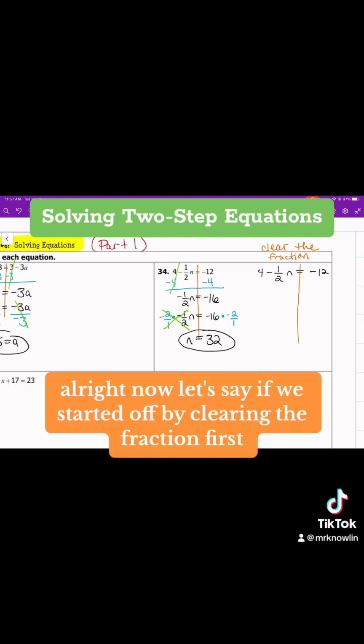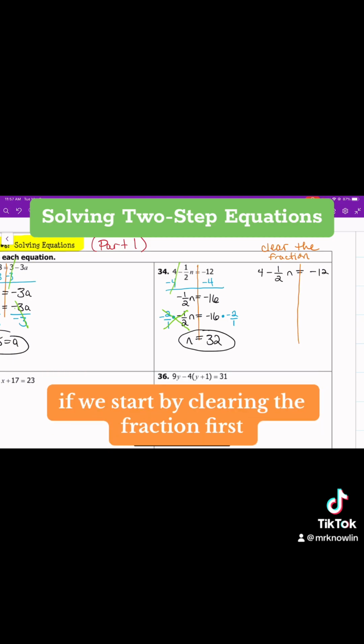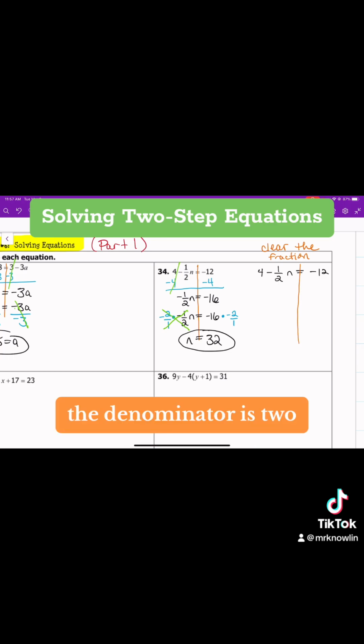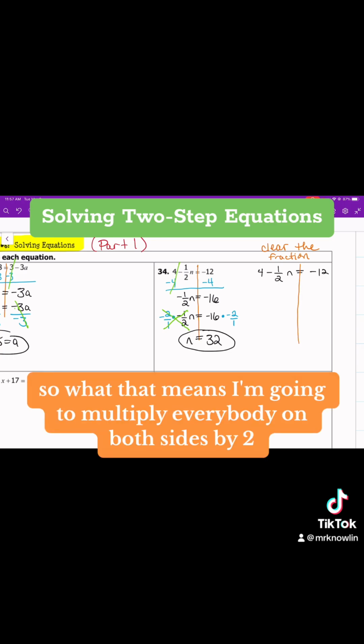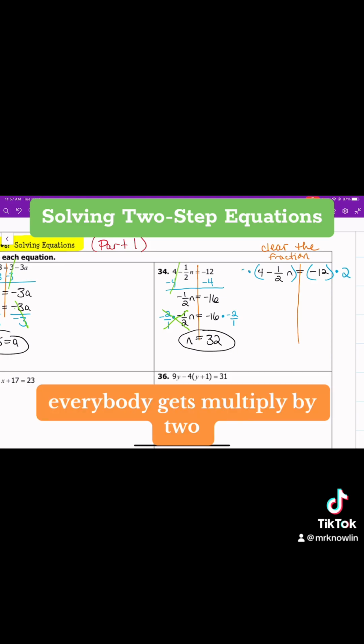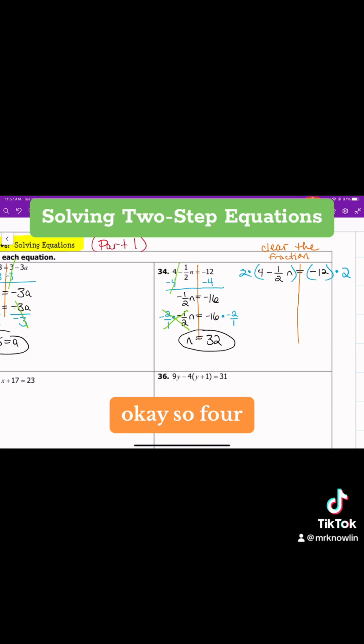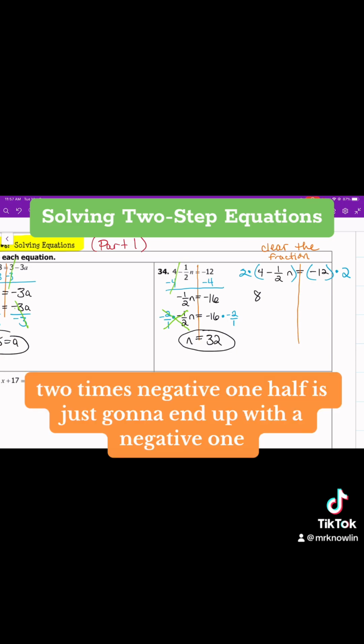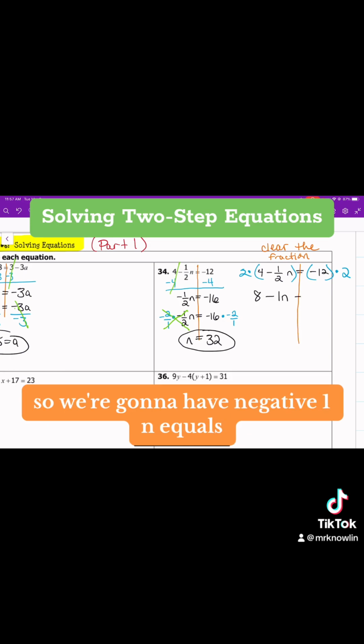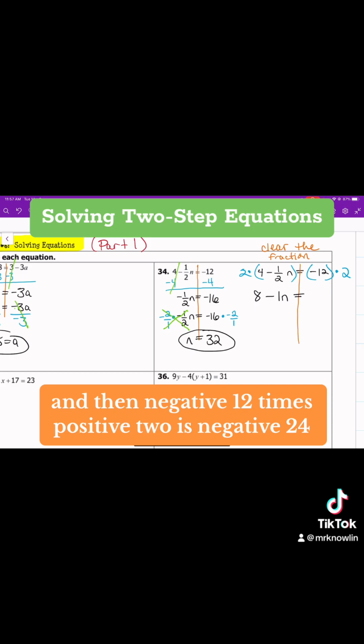All right, now let's say we started off by clearing the fraction first. If we start by clearing the fraction first, the denominator is 2. So what that means is I'm going to multiply everybody on both sides by 2. Everybody gets multiplied by 2. Okay? So 2 times 4 is 8. 2 times negative 1/2 ends up as negative 1. So we're going to have negative 1n equals, and then negative 12 times positive 2 is negative 24.